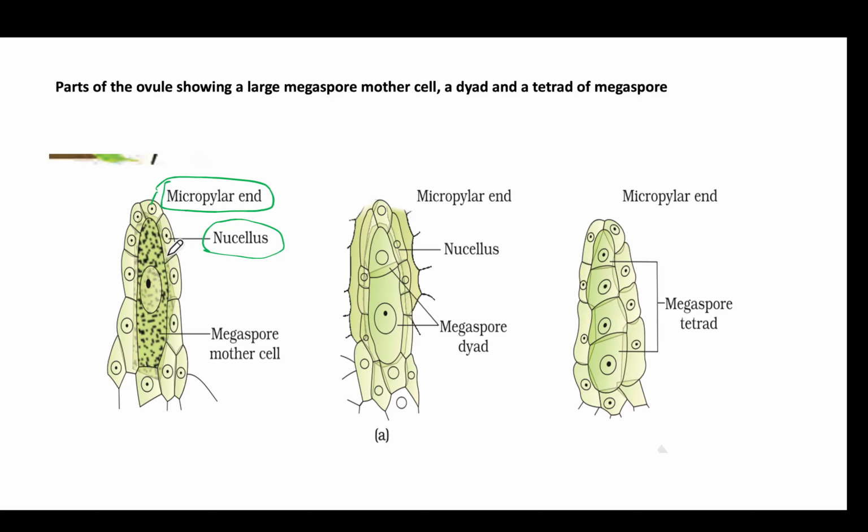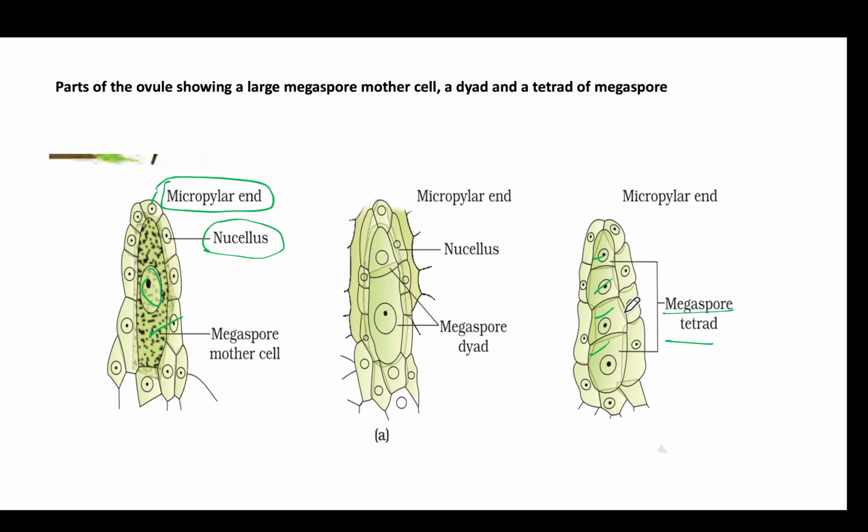And let's say the cell present here is the megaspore mother cell. So the megaspore mother cell will divide first and form 2 cells, and ultimately it will form 4 cells. Right? So from one single cell, 4 cells will form. Clear? And this is known as the megaspore tetrad. 1, 2, 3, 4 cells are formed.